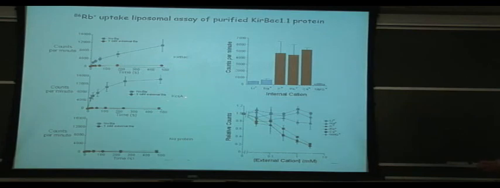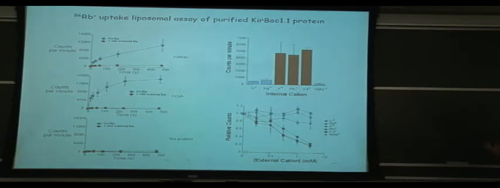KcsA is a positive control. This was the first crystallized bacterial K channel. That also supports uptake, which is barium blockable. If we don't have any protein in the liposomes, we get no uptake. If we make the liposomes in potassium or rubidium or cesium, we get uptake, but not if we make them in lithium or sodium. So lithium and sodium are not conducted by the channel. That's the basis of this result.